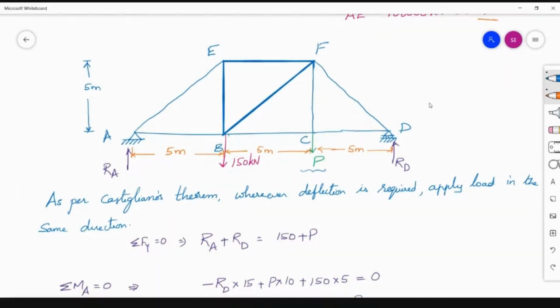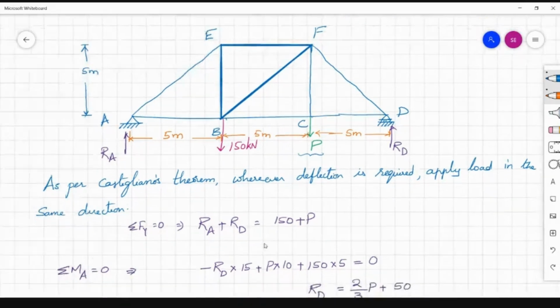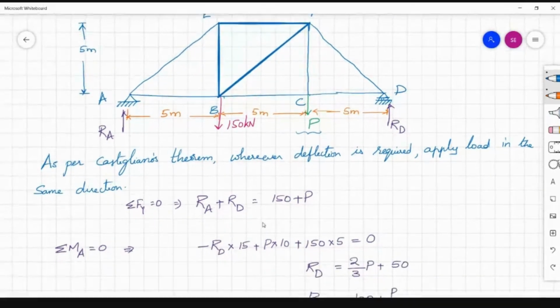Now, first of all, considering this capital P plus 150 as the downward load, the reactions are RA and RD. Considering sigma Fy equal to 0, we get RA plus RD is equal to 150 plus P.